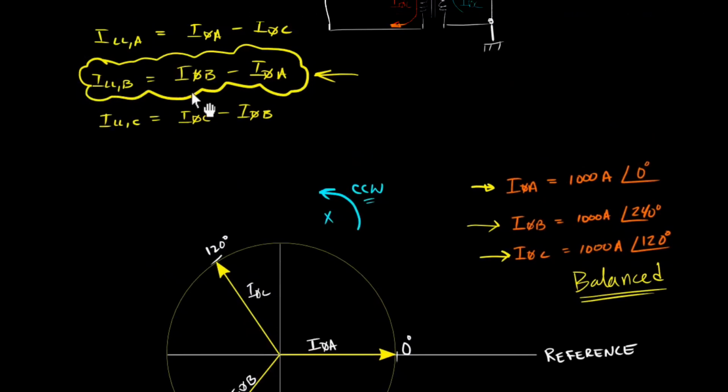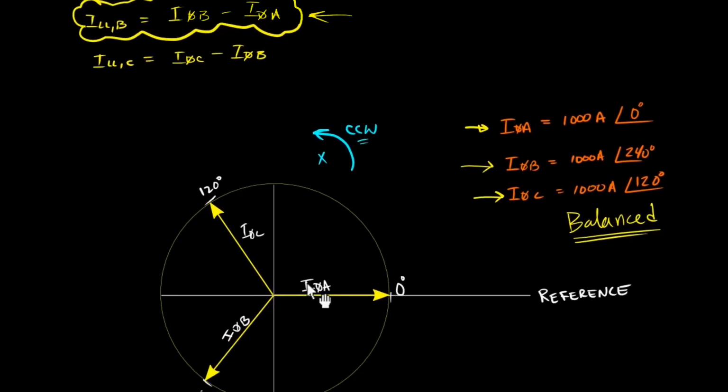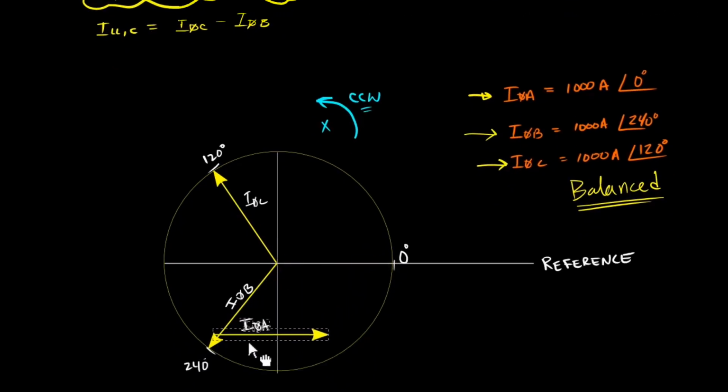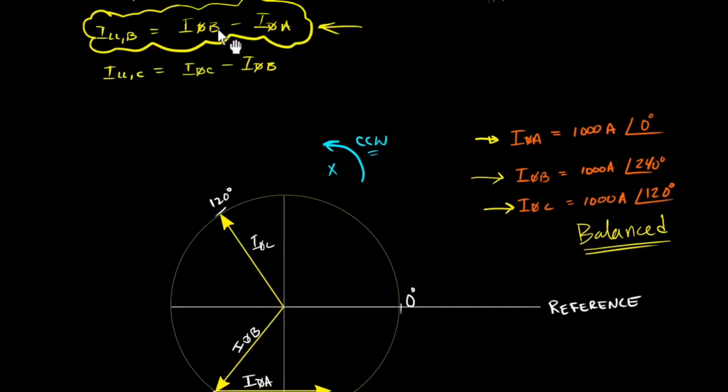Line current B is equal to phase current B minus phase current A. So what we're going to do is pick up phase current A and add it to the head of phase current B. Now the resultant vector would equal phase current B plus phase current A, but that's not what we want. We want phase current B minus phase current A.